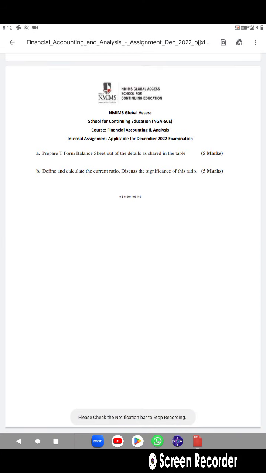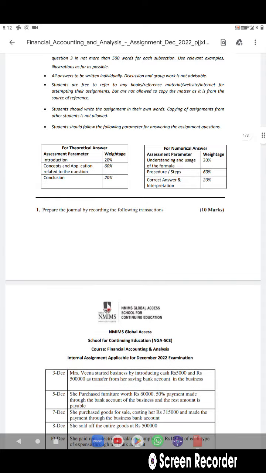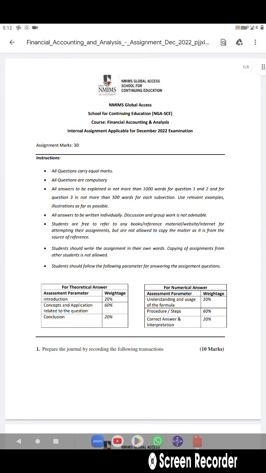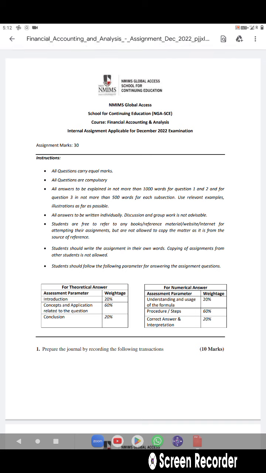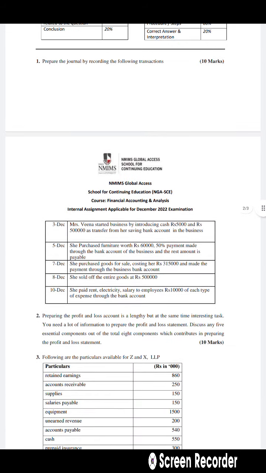Good morning, students. Today we'll be discussing the Financial Accounting and Analysis Assignment, December 2022. So let me start with it. Various inquiries, various requests have come for this. This is Narsimonji assignment, Financial Accounting and Analysis, internal assignment for December 2022 examination.